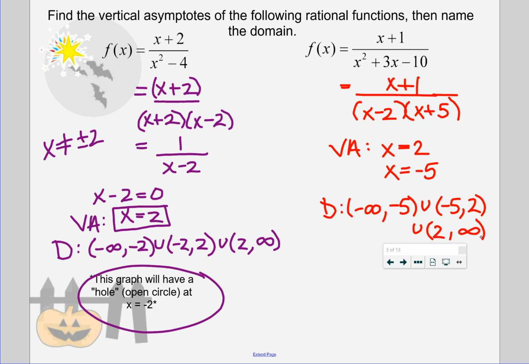Okay. Questions finding domain, poles, vertical asymptotes. That's how we're going to do it. Nothing crazy. Okay? Good there?